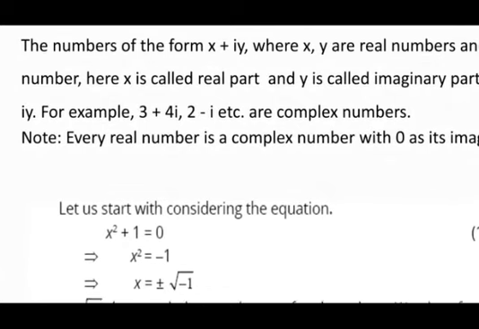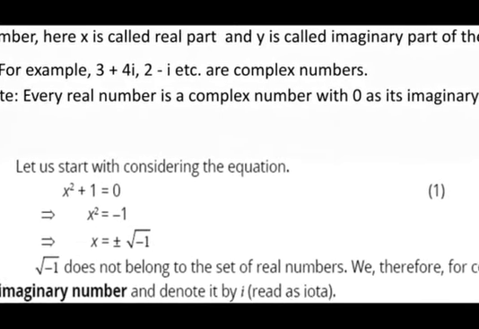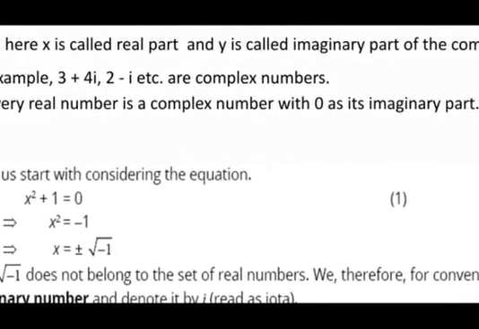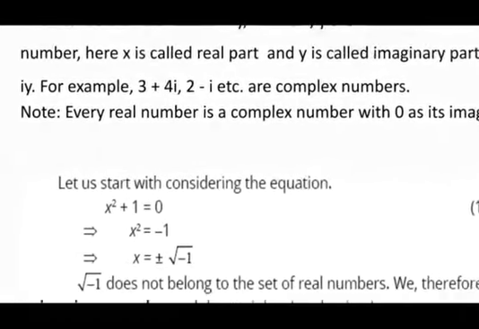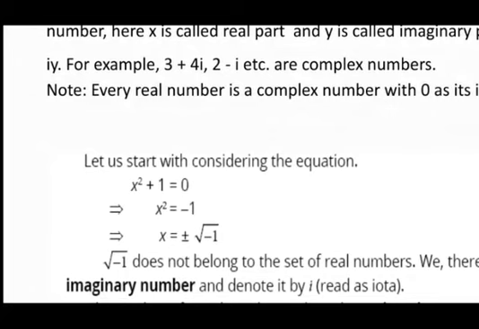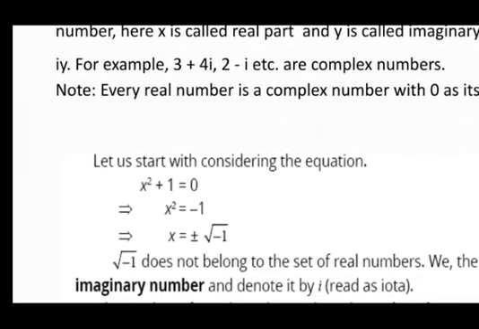The coefficient of iota is the imaginary part. Every real number is a complex number with 0 as its imaginary part. Just like we can write 2 plus 0 iota, where 2 is a real number and 0 is imaginary.